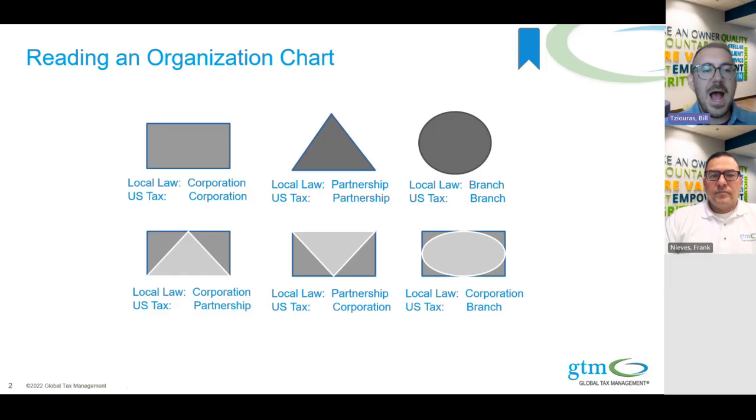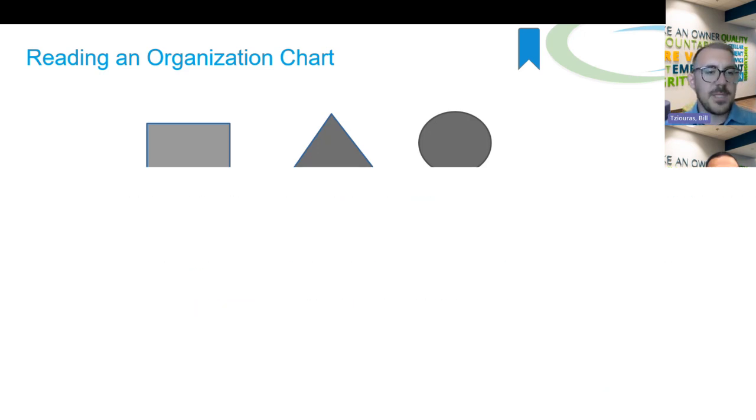Then we go into our hybrid entities, our hybrid partnership entities, I should say. Starting at the bottom left, we see an entity that would be treated for local law purposes as a corporation, which is why we have that rectangle again, but for US tax purposes as a partnership, so that triangle is right side up. If the reverse were true, where in local law purposes we had a partnership, but for US tax purposes we had a corporation, again, a hybrid entity, we use the same approach. In this case, you'll see the triangle upside down.